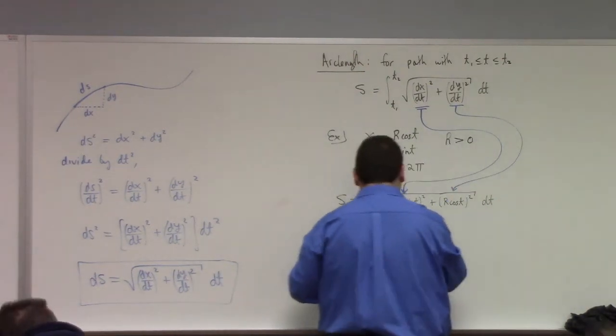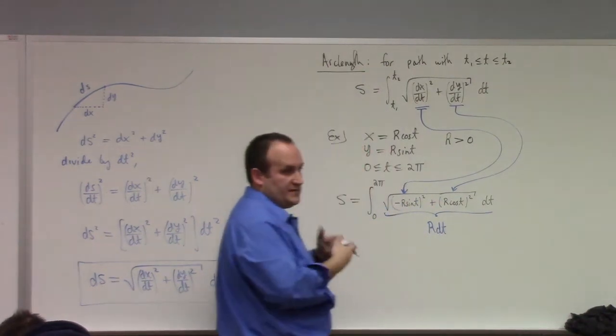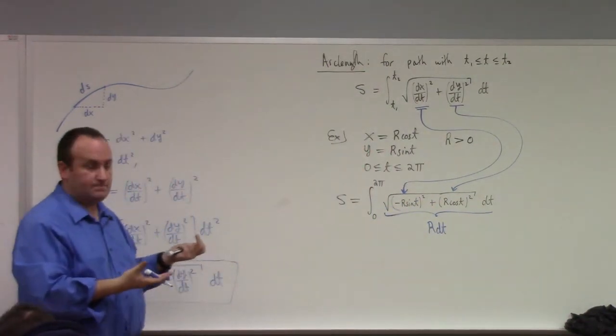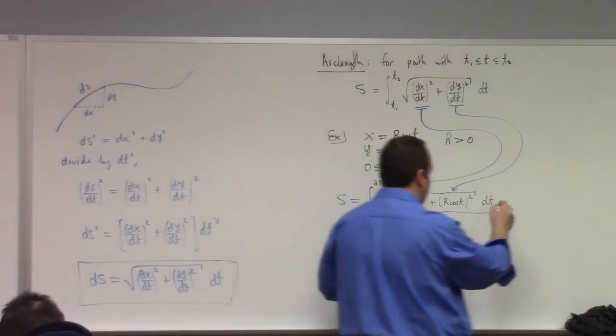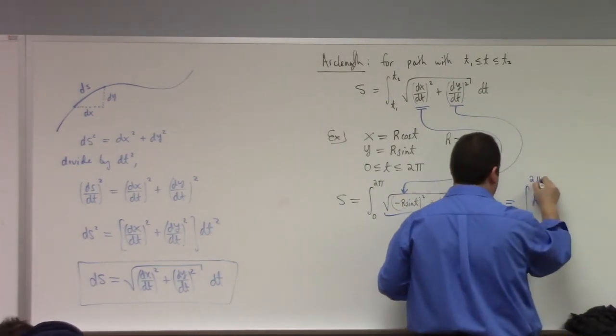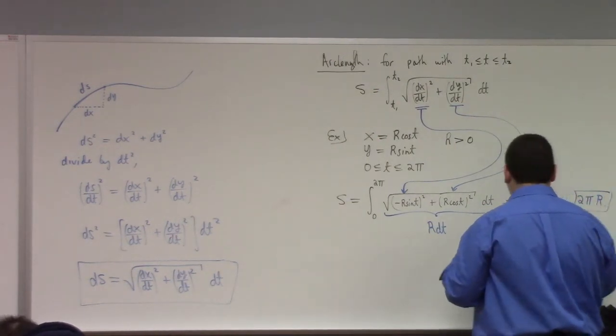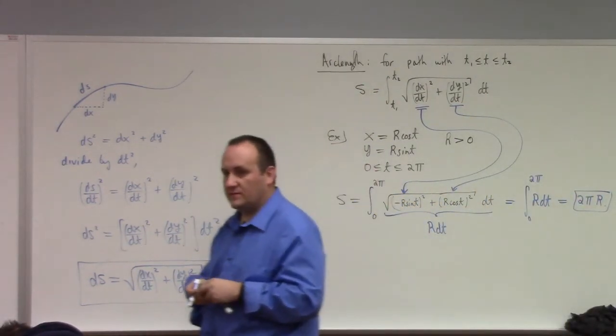So long story short, this is nothing more than r dt. This is r dt, all right? And so we're just integrating r dt from 0 to 2 pi, and so that gives us 2 pi r. The circumference of a circle is 2 pi r.